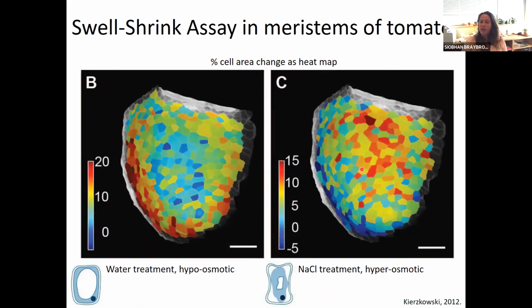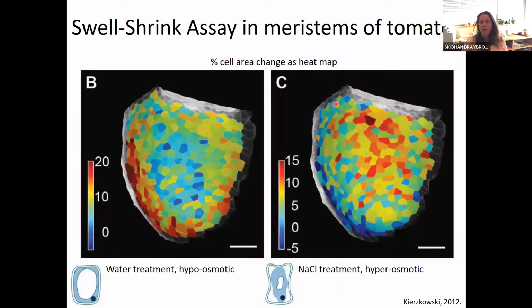The converse is to ask, well, how much do cells shrink? When I put them into a hyperosmoticum, here they used a really high salt concentration, I'm pulling water out, where do the cells shrink the most? And so the cells that shrank the most were actually above that stem cell niche versus on the periphery.